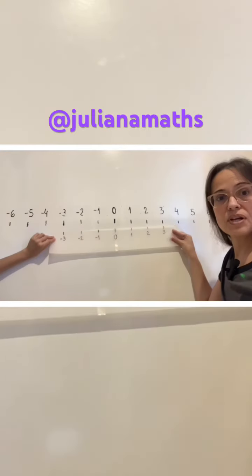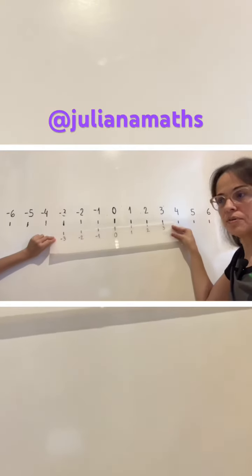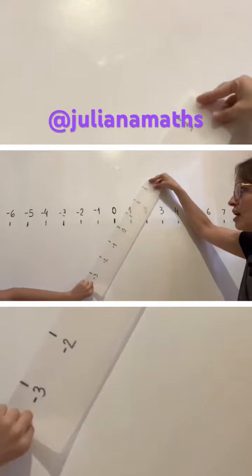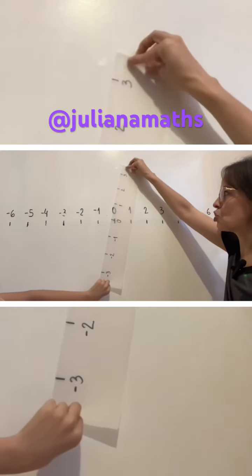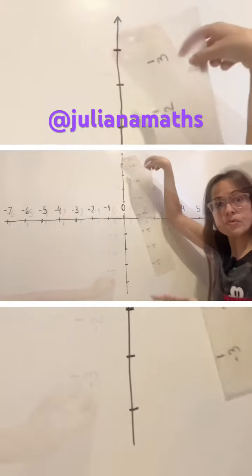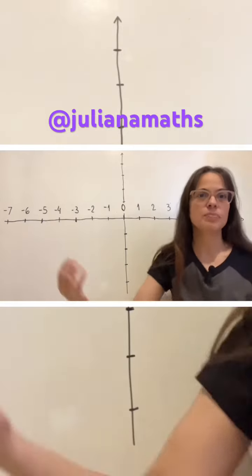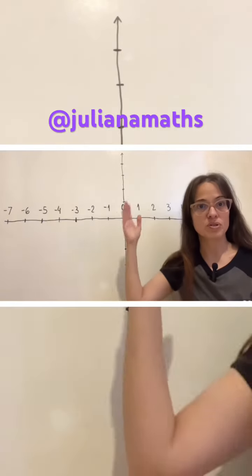But the advantage of getting there by rotating instead of reflecting is that if we want, we don't have to rotate all the way. We can stop halfway, for example. And now it's looking like a coordinate plane because you have two directions, horizontal and vertical.